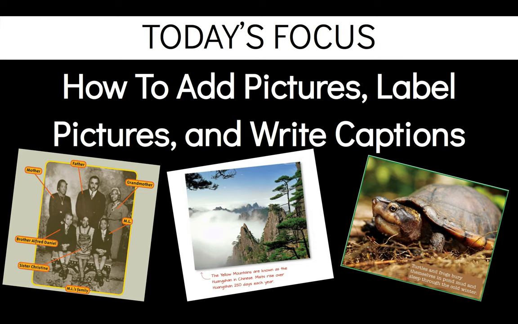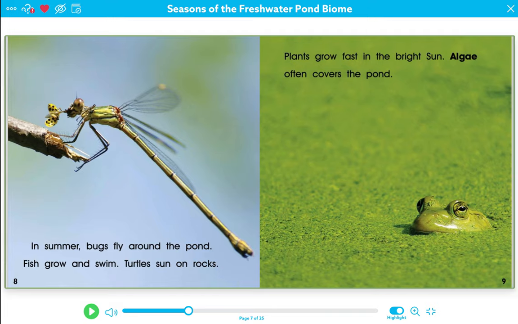Pictures and diagrams can help teach more about what the words are saying. People learn a lot of different ways, by reading, by listening, by looking, and by seeing. And they can see what's in the picture to help them learn about what you've written. Let's look at some nonfiction books and see how those authors used pictures, labels, and captions.